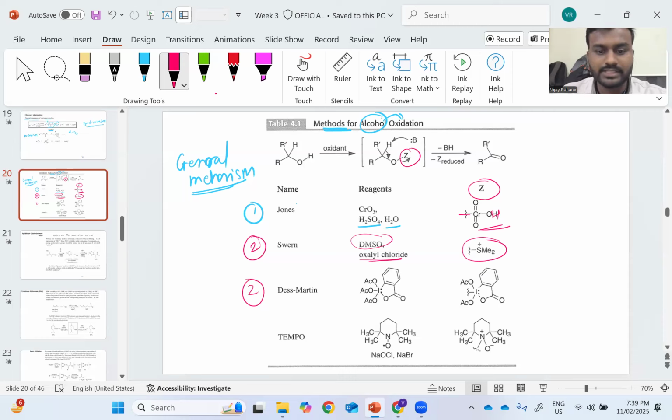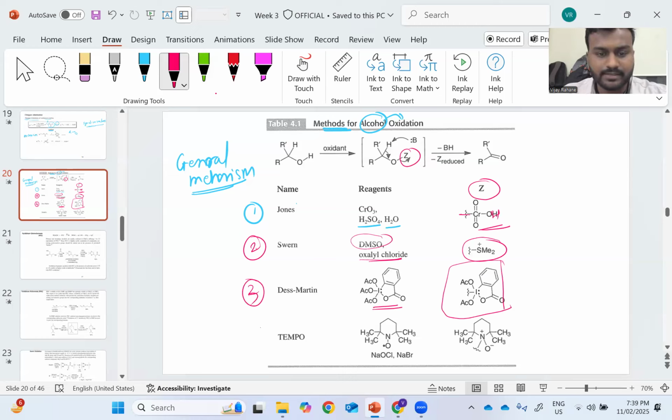Further, we have also seen the Dess-Martin for iodine-based oxidation as well as the IBX-based oxidation. So this is the general structure of the Dess-Martin reagent, and in this case, this entire group will act as a Z group, which is shown here in the general mechanism.